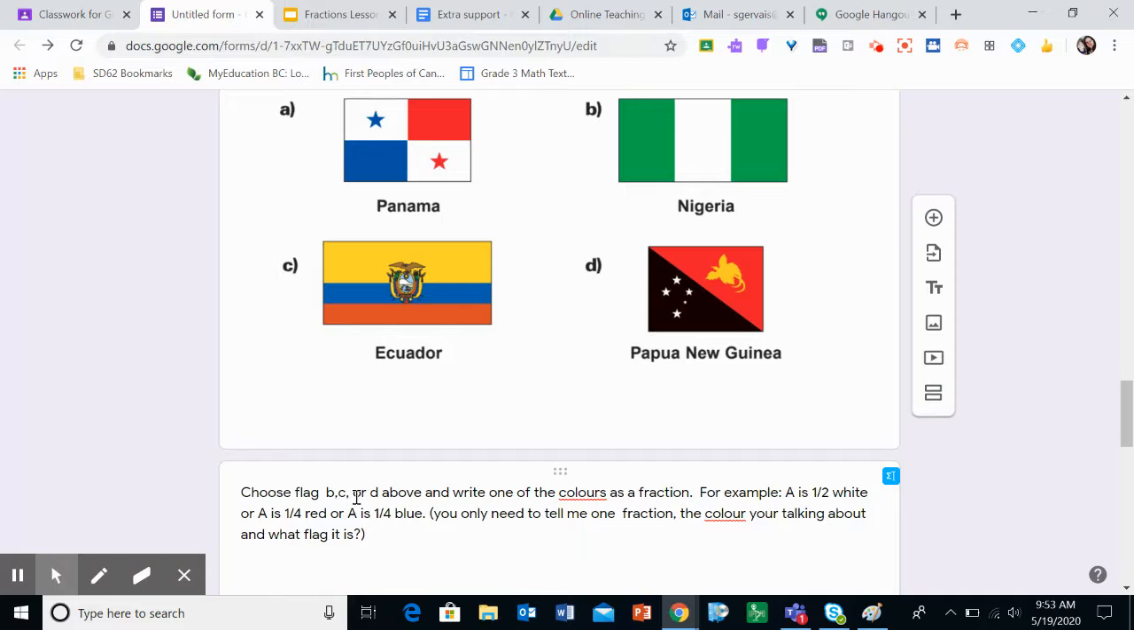So choose flag B, C, or D above and write one of the colors as a fraction. For example, for A, you could have written 1/2. 1 out of 2 is white, so 1/2 of it is white. Or you could have written 2 out of 4, of course. Another thing you could have written is 1 out of 4 is red or 1 out of 4 is blue. Not really considering the stars here, so don't worry about the stars. You only need to tell me one fraction, the color you're talking about, and what flag it is. So maybe you want to pick the flag from Nigeria or Ecuador, Papua New Guinea. So tell me what color you're choosing and then what fraction that color is of the flag.